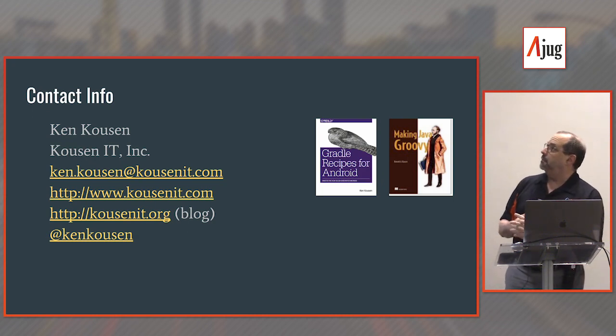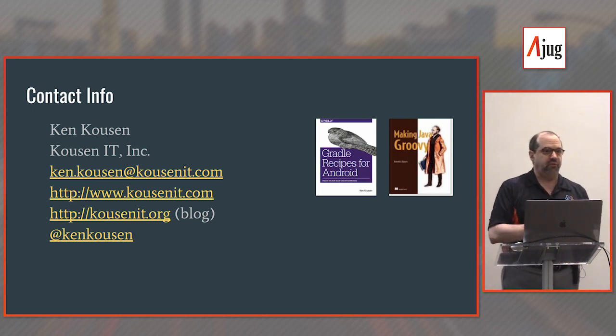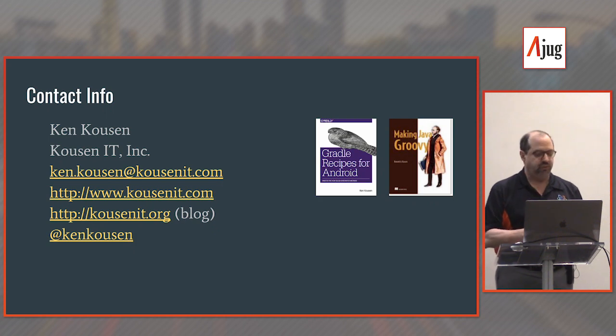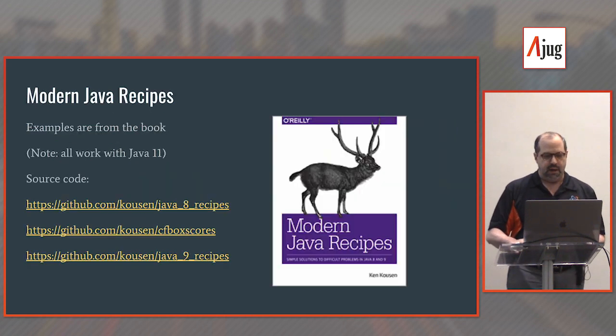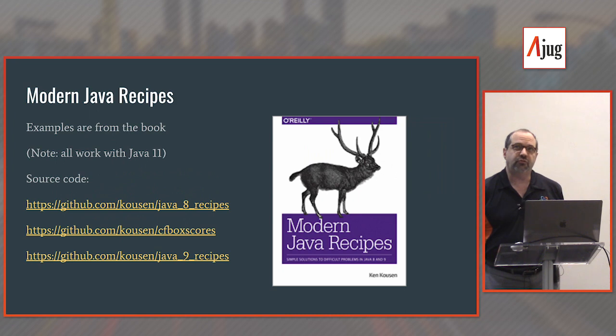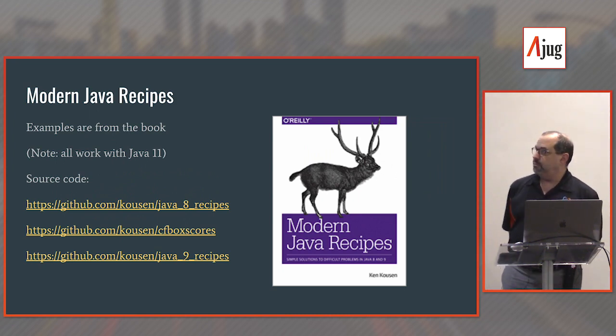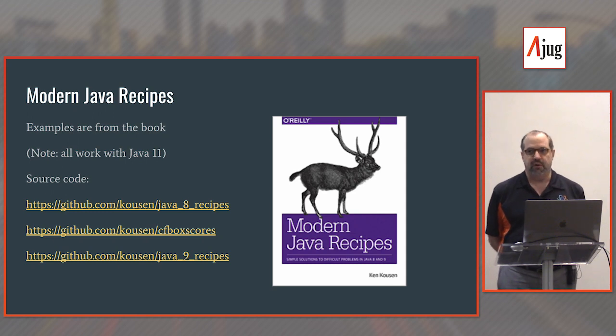I have a couple of books. A few years ago, I wrote a Java Groovy integration book called Making Java Groovy. That's a Manning book. Then in 2016, I wrote a book called Gradle Recipes for Android. That's all about the Gradle build tool for Android applications specifically, but Gradle in general. And that's an O'Reilly book. And then last year, August of 2017, this book came out, the Modern Java Recipes book, and this is the one about streams and lambdas and method references and all of those features.